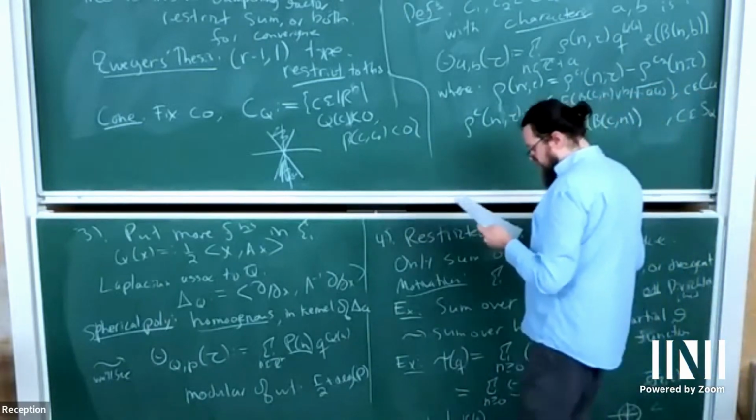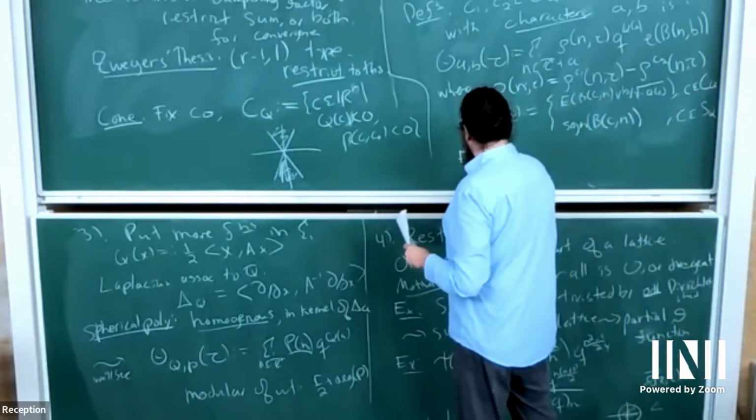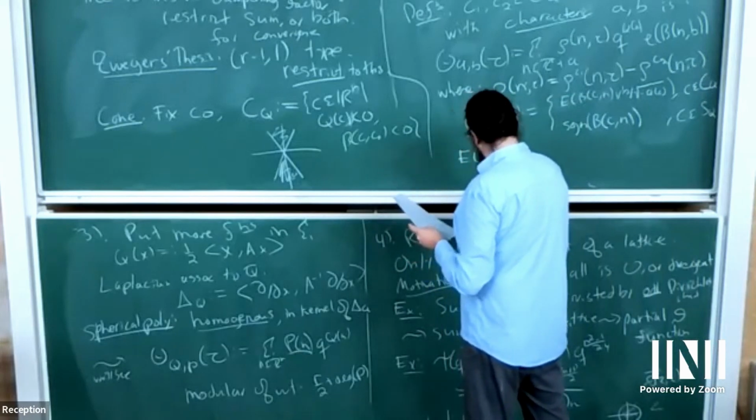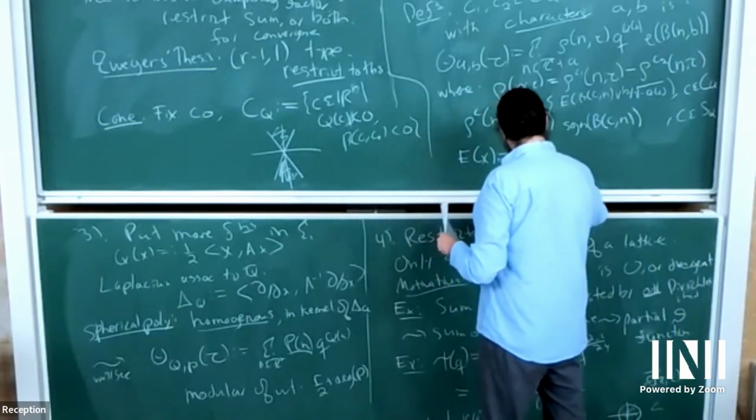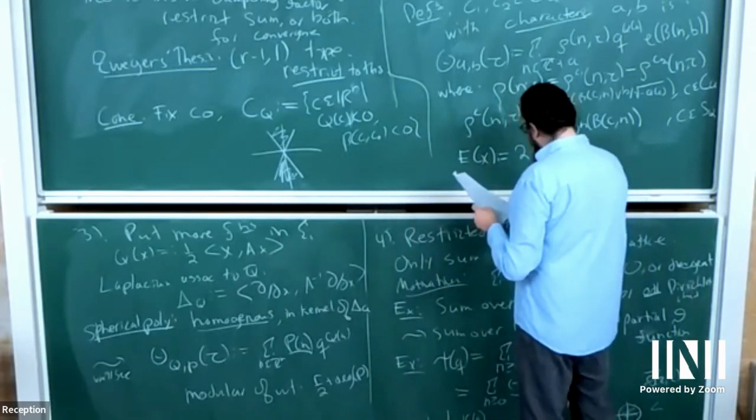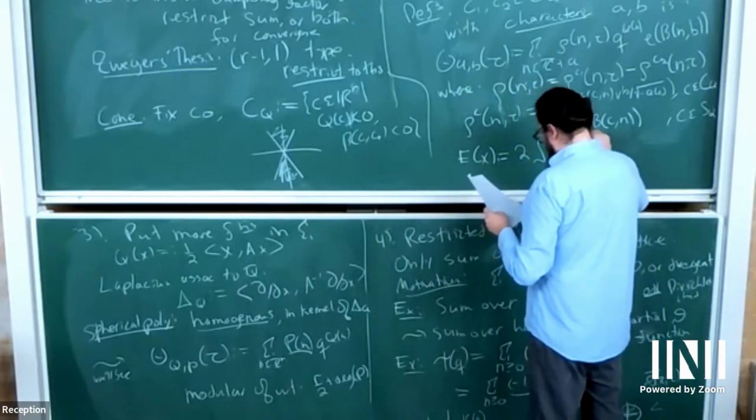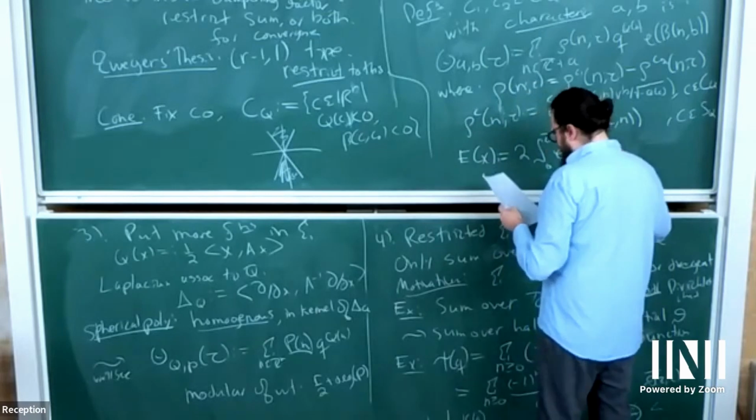So finally, I have to define the error function. E of x is, I'm going to say, twice the integral from 0 to x of e to the minus pi t squared dt.